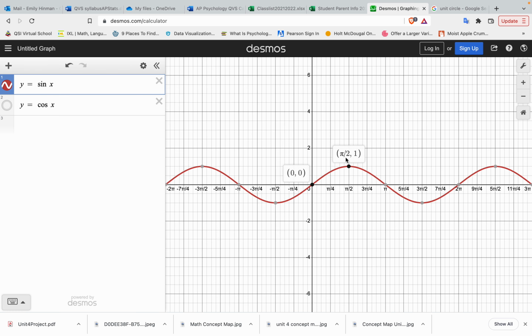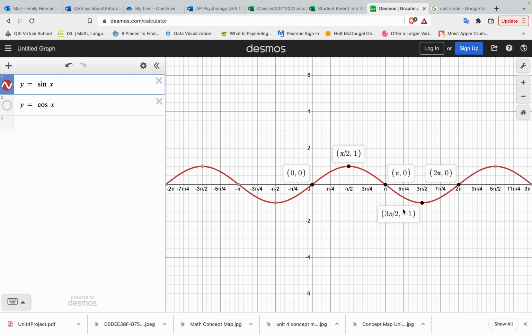At pi over 2, when x is pi over 2, the output of the function y is 1. When the input is 3 pi over 2, the output is -1. So these are our most important points, and we just know there's a pattern, right? We see that there's a 0, a max, a 0, a min, a 0, and the pattern repeats, right? We don't even need this one because this is our one cycle, right?